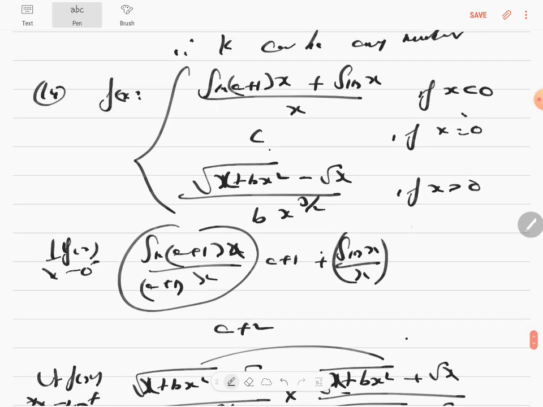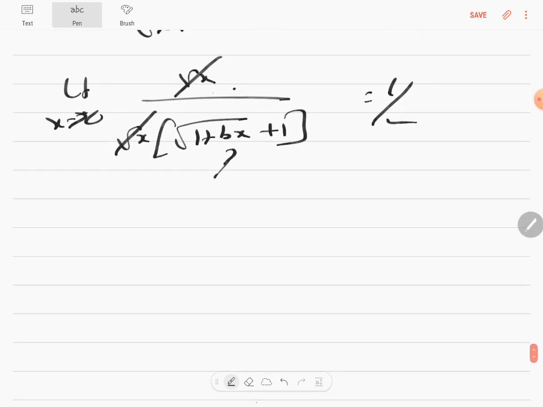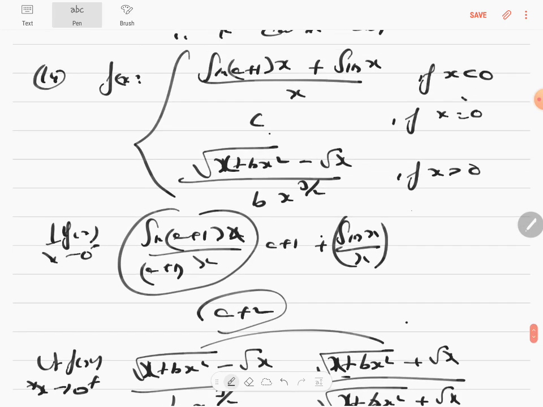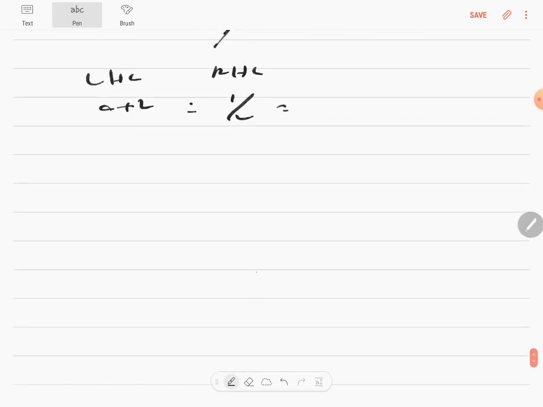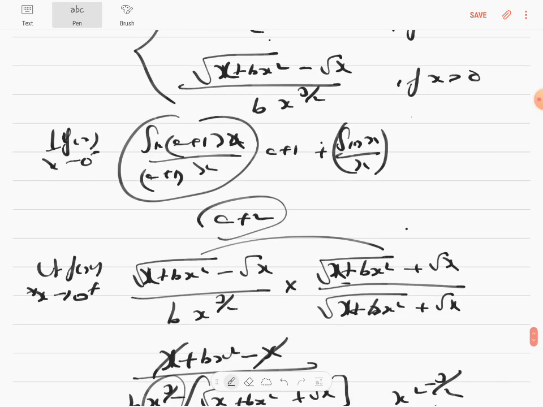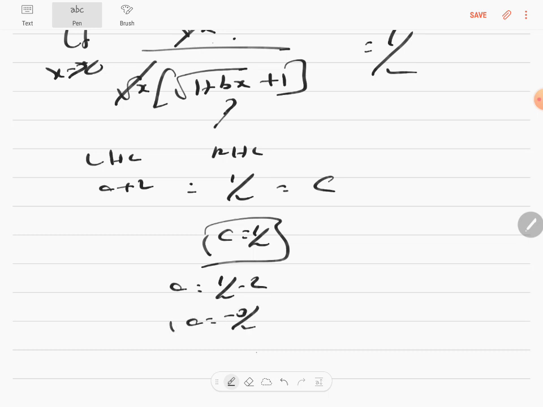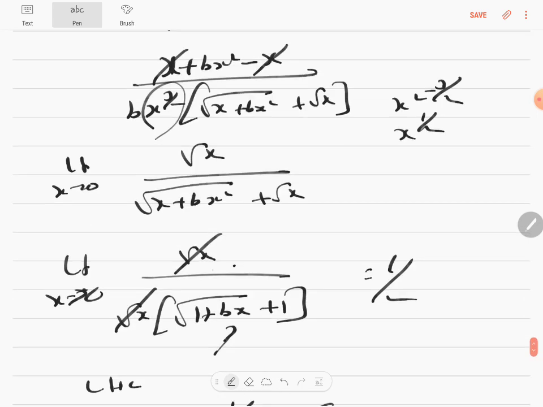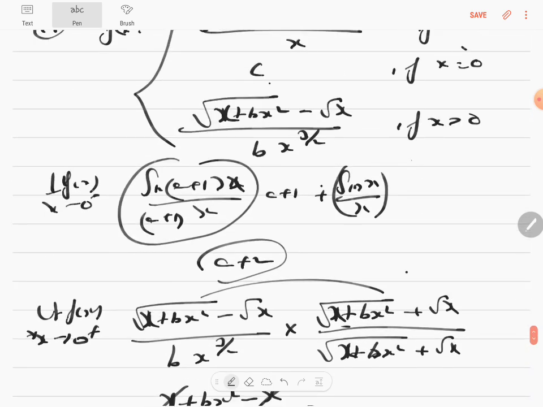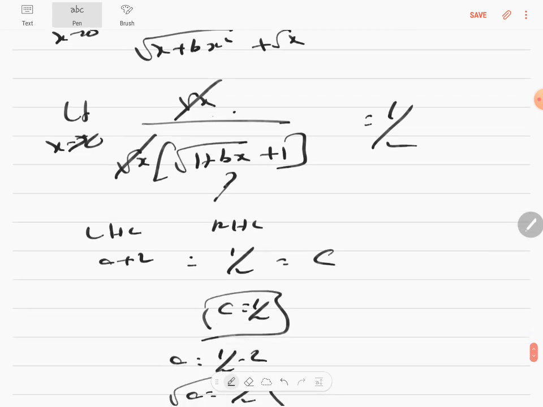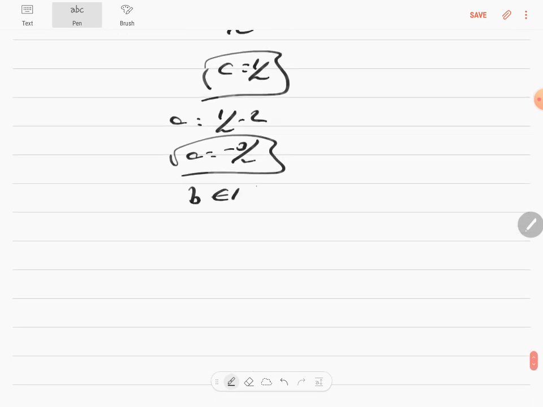So the left hand limit is a plus 2, and the right hand limit is equal to 1 by 2, and the value at that point is given to be c. Therefore you got c is equal to 1 by 2, and a is equal to 1 by 2 minus 2, which is a is equal to minus 3 by 2. And you didn't get the value of b, which is disappearing in the whole process of rationalizing. So b can be any value. B can be any element, and the function is still going to be continuous.